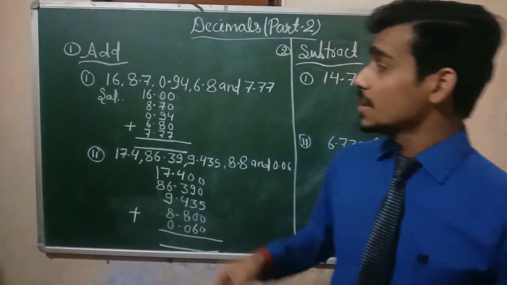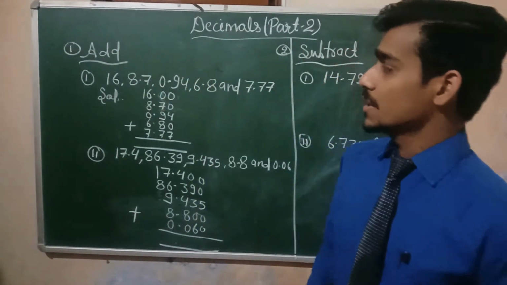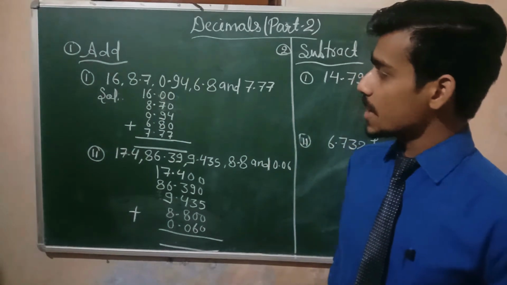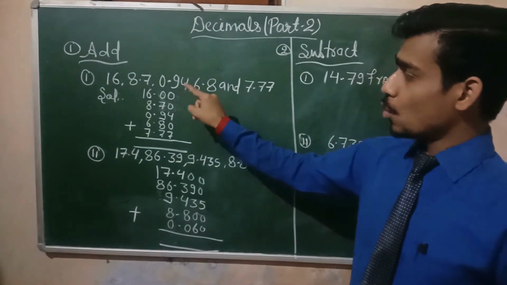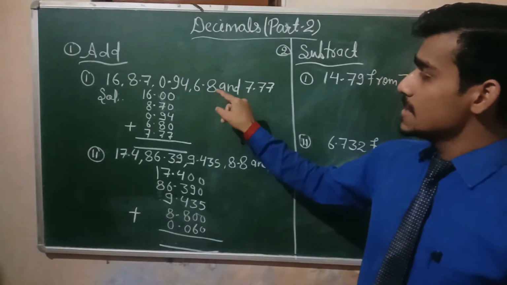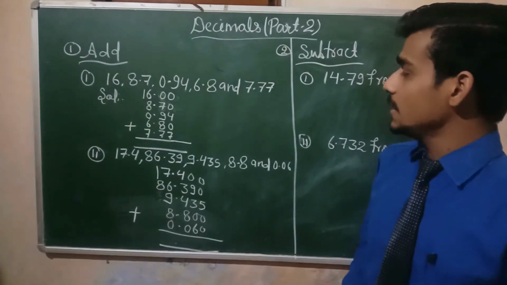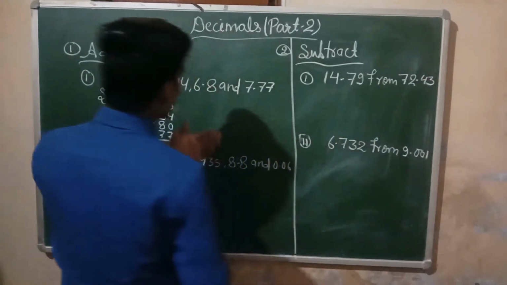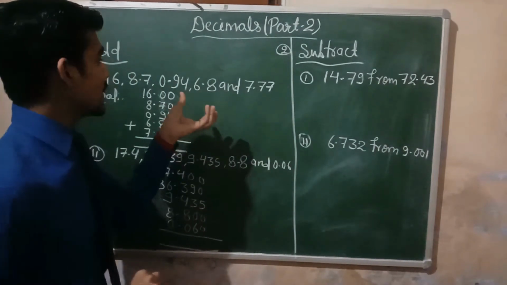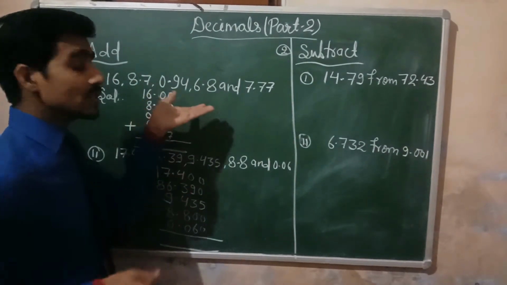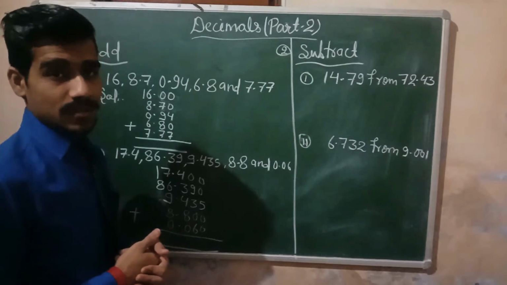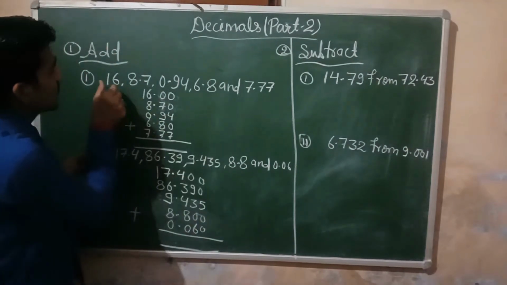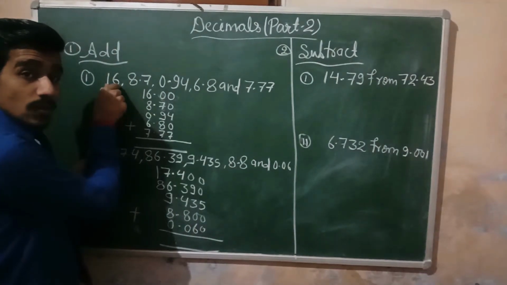Look here. First question: add 16, 8.7, 0.94, 6.8 and 7.77. How can you solve? This is a problem related to decimals. That's why firstly we convert this question into like decimals. Clear? Look here. Here 16 is the whole number.